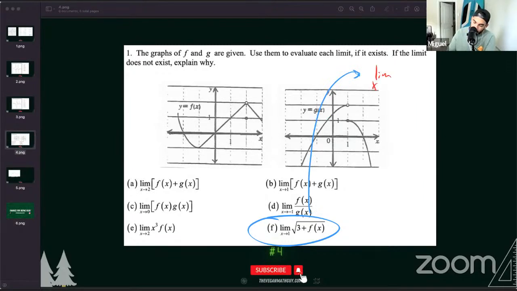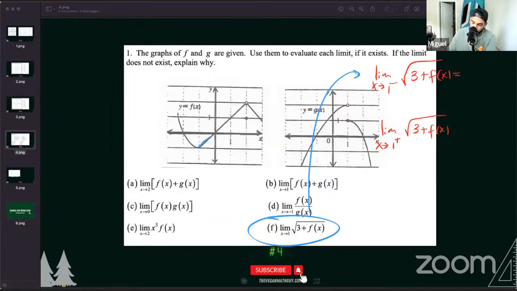All right, so if I'm taking the limit as x approaches 1, I'm going to do the left side first. This is going to be square root of 3 plus f of x. And then I'm going to look and observe the limit as x approaches 1 from the right side of 3 plus f of x. Okay, luckily for us, that 3 doesn't matter. It's just a 3. So let's go ahead and look at the value as x approaches 1 from the right side. So back to our function or our graph.